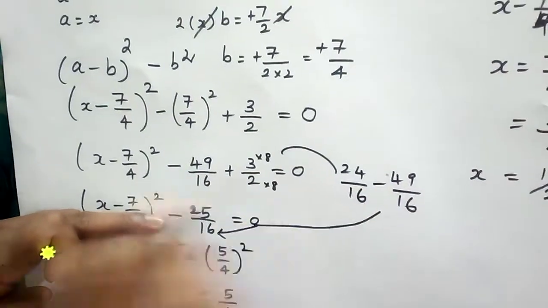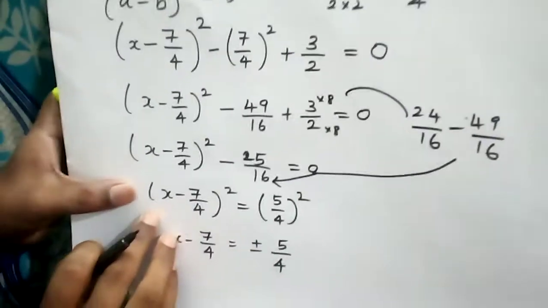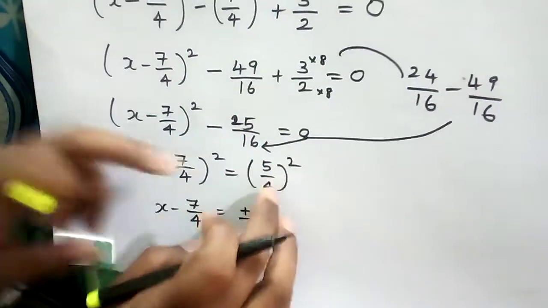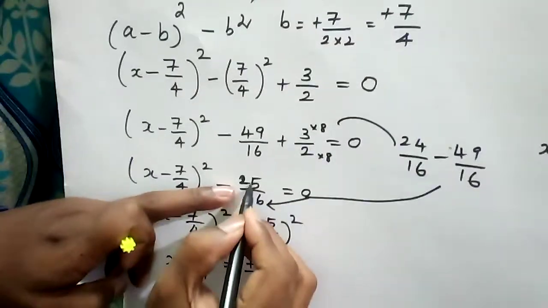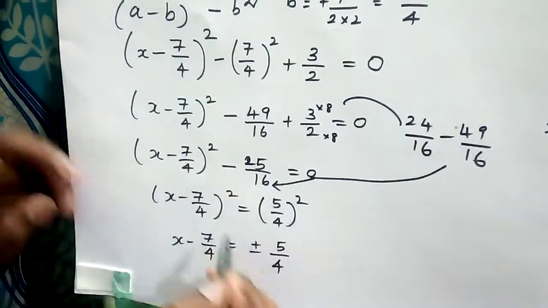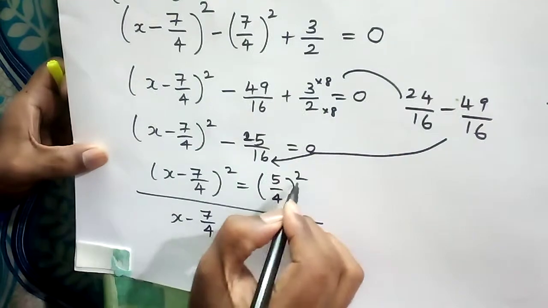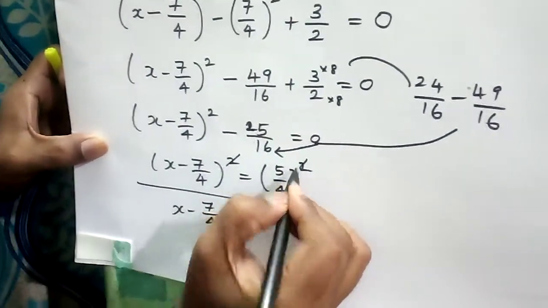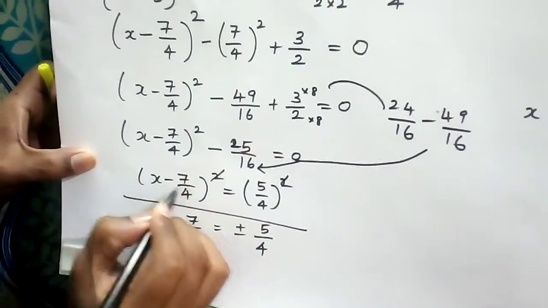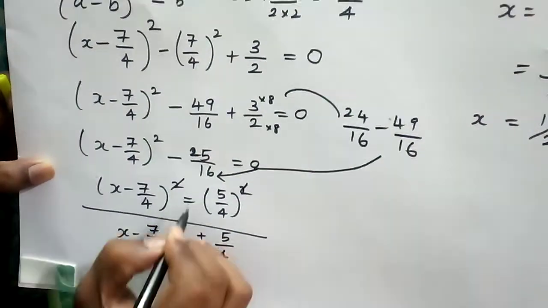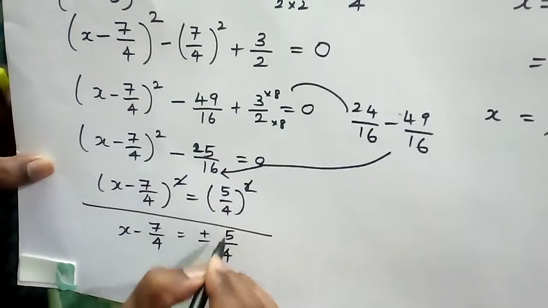Next, we take 25 and 16 as squares, because the question asks for the completing square method. So we change it to (5/4)². Then the LHS and RHS squares cancel, and we get x − 7/4 = ± 5/4. The reason is that it is a square, so we consider both the plus and minus signs for 5/4.